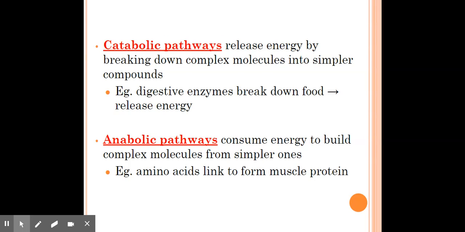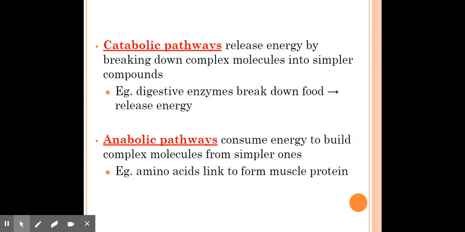When talking about these chemical reactions, we have two different types of pathways, or types of chemical reactions that can take place. We either have catabolic or anabolic. For catabolic, or catabolism, sometimes we summarize it as the releasing of energy by breaking down. That's the key here: breaking down complex molecules into simpler compounds.